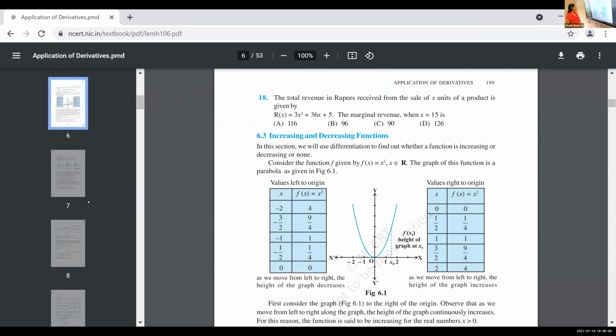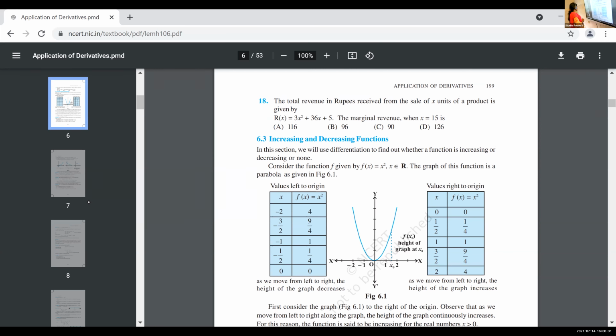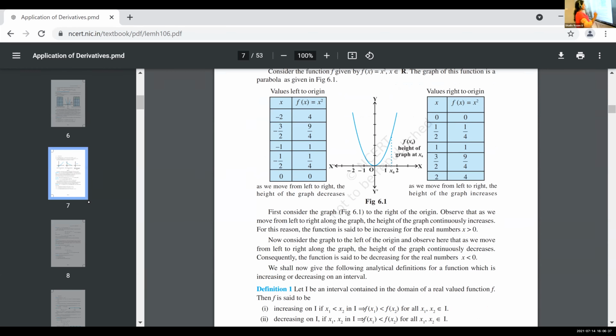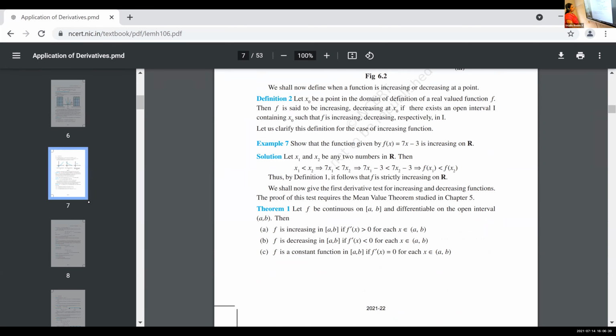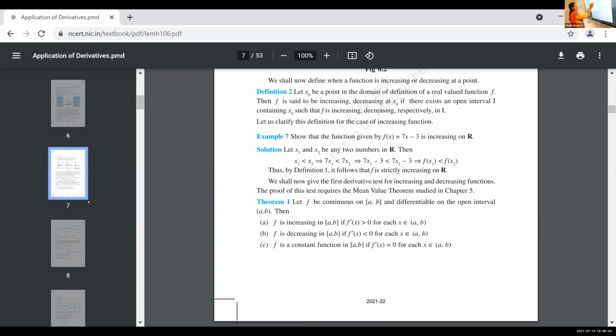As x increases to the left of origin, look at the graph. From the graph, what can you say? Is it increasing or decreasing? Is it coming from the top to bottom? If it is coming from up to down, what can you say? Is it increasing or decreasing? Decreasing. Yes, it is decreasing. What about to the right? Increasing. It is increasing.